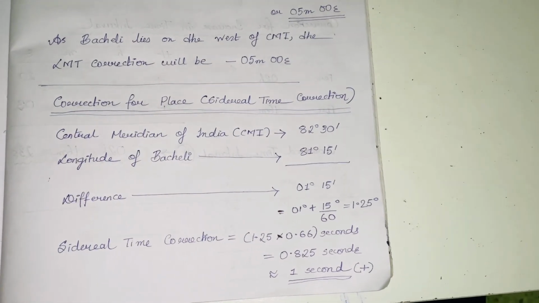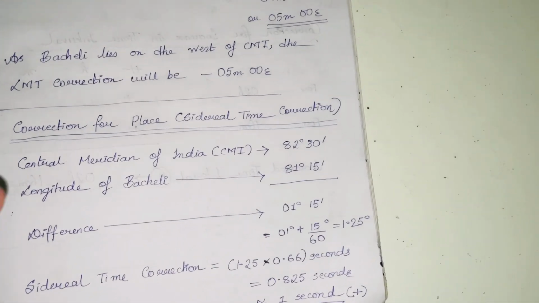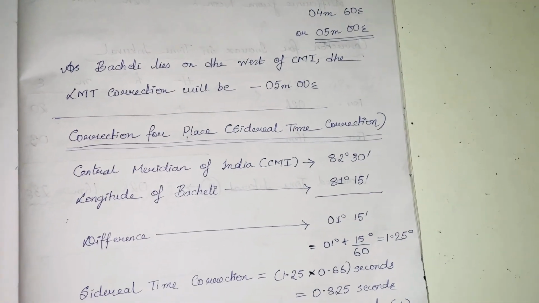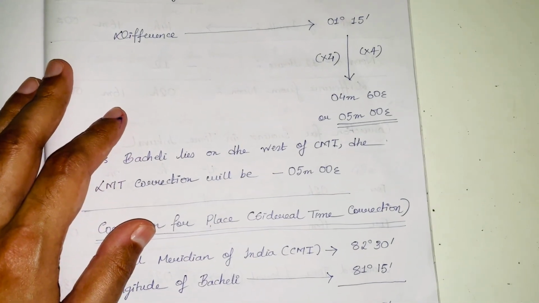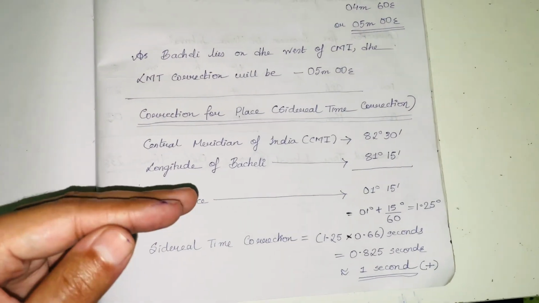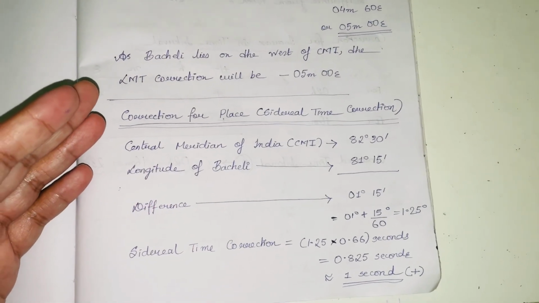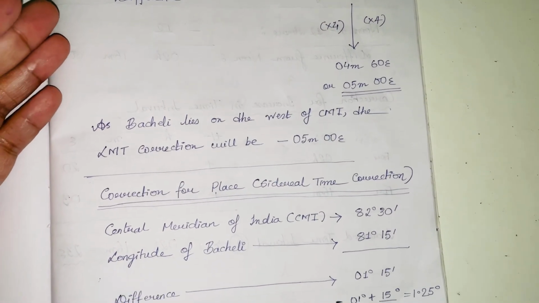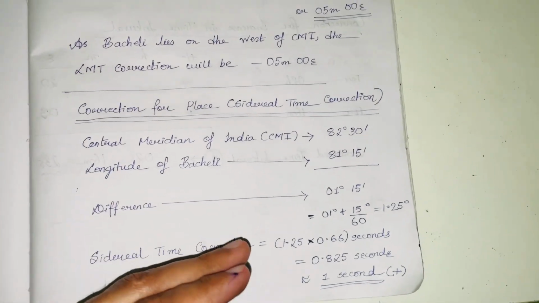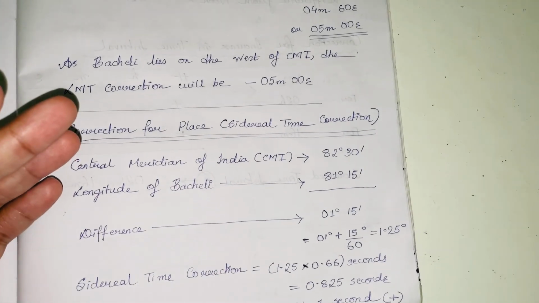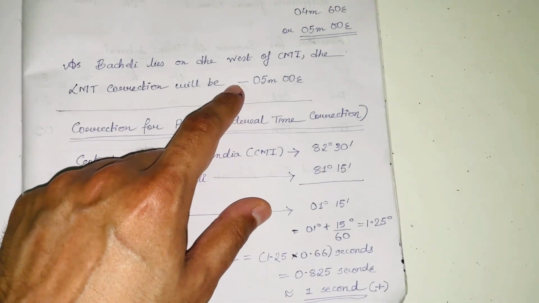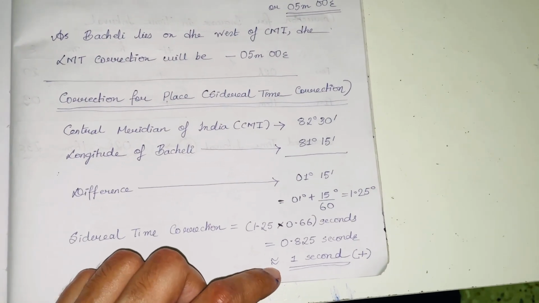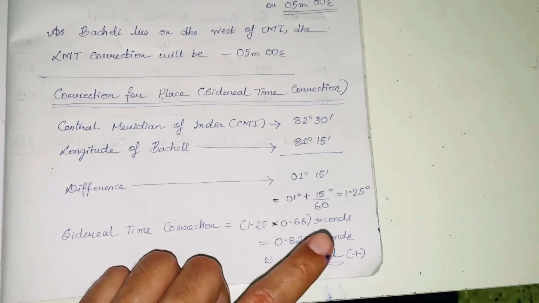Now what will be the sign? Will it be plus or minus? Now remember, this is a kind of a memory capsule. If your LMT correction is plus, the sidereal time correction will be minus. If your LMT correction will be minus, your sidereal time correction will be plus. It is just the opposite. So in our situation, the LMT correction is minus. So the sidereal time correction will be plus. So it is plus 1 second.